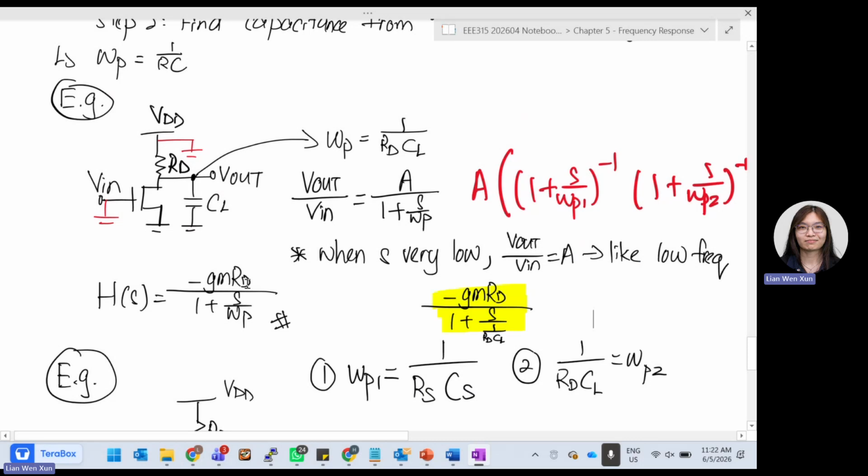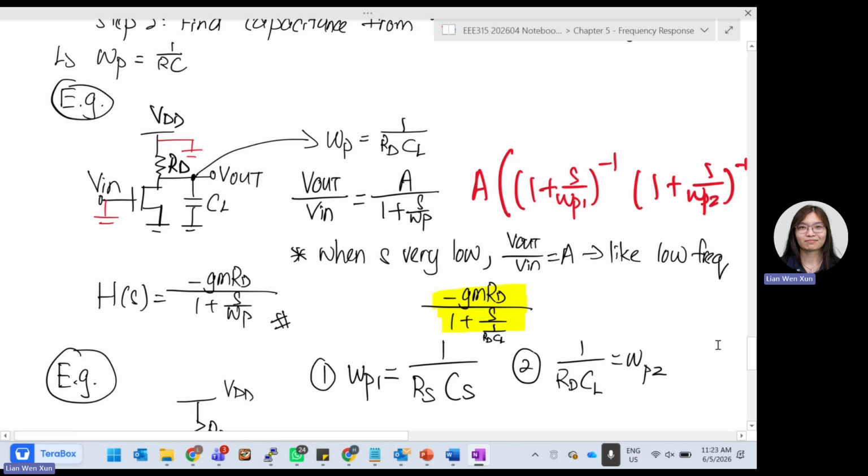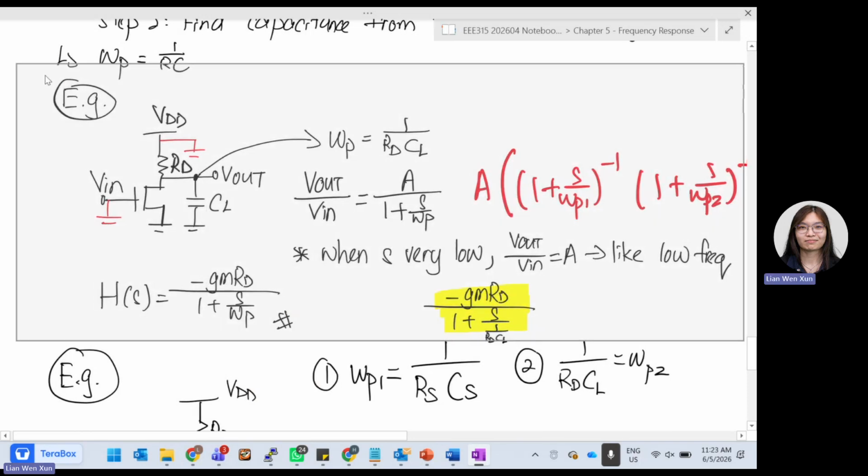But as frequency increases, then only we will see what the transfer function is, because then the frequency comes into play, and it affects the circuit more significantly. Then it becomes negative GMRD divided by 1 plus S over omega P. So that's the difference. So you can have a look at this circuit first before we go to the second one. So only this part.